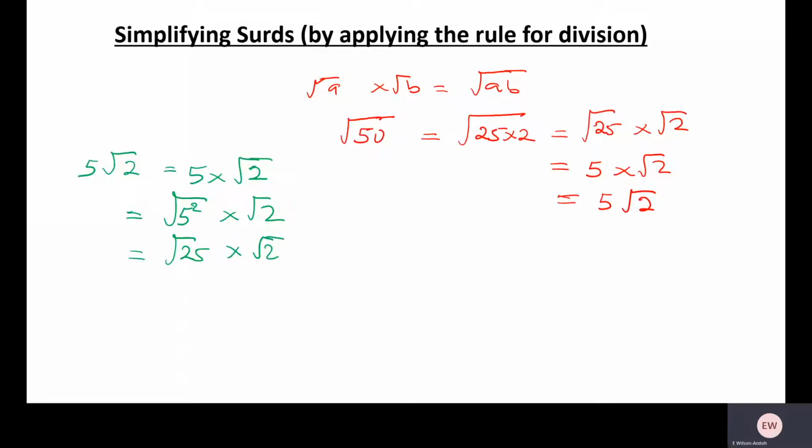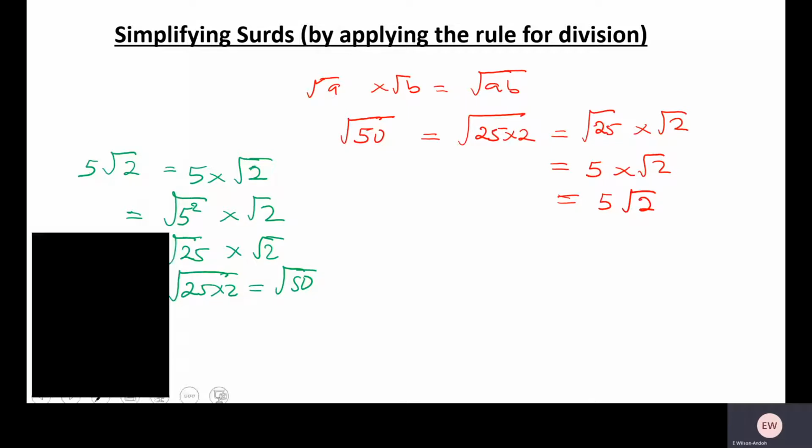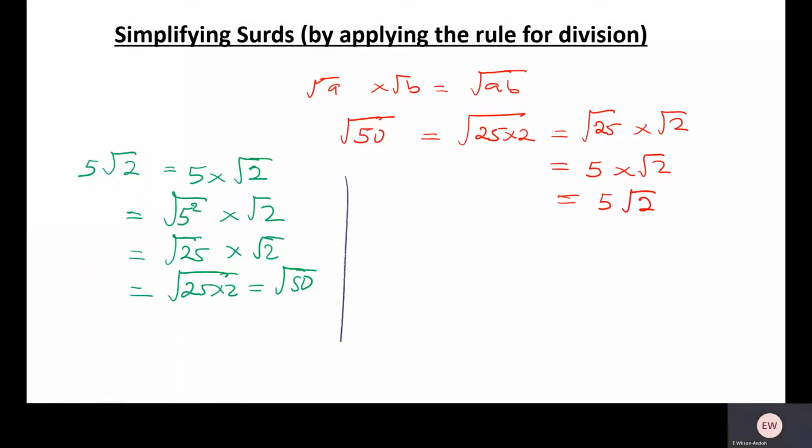And when you are multiplying surds, the numbers in the roots multiply. So we have 25 in a root, 2 in a root. So these two numbers will multiply. So we will have root 25 times 2, and this is equal to root 50. So this is how we work backwards. Let's look at another example.